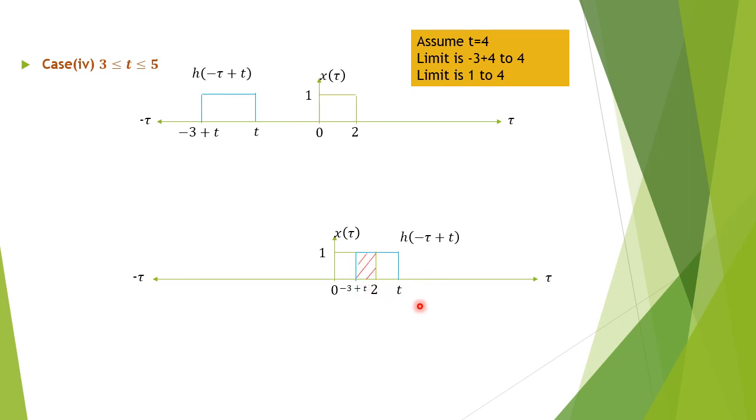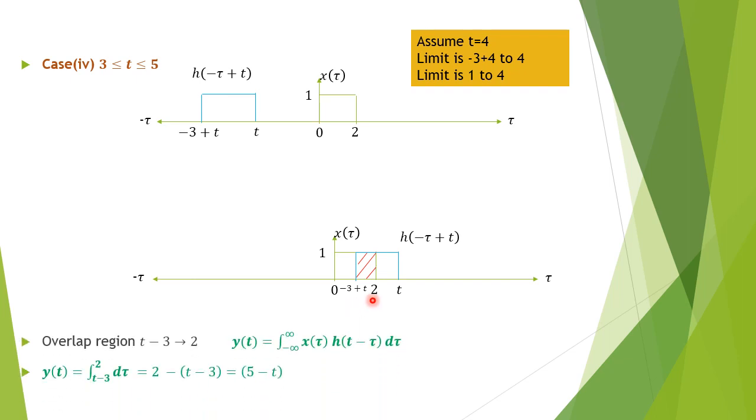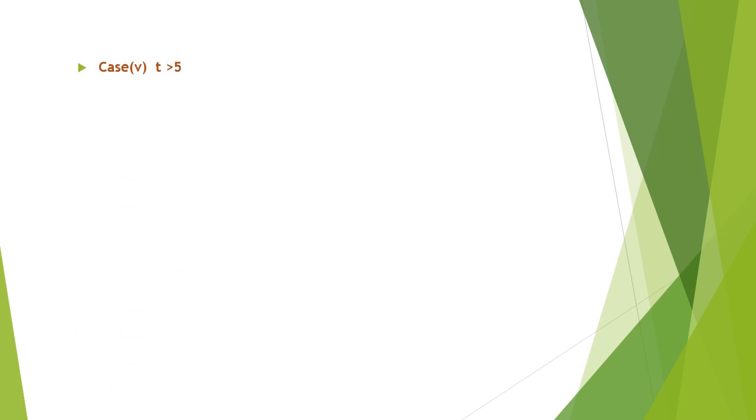Now we have to see the overlap period. Here the overlap period is from minus 3 plus t to 2. Therefore, y of t can be written as integral t minus 3 to 2 d tau. After integrating and applying the limit, you will be getting 2 minus (t minus 3), that is equal to 5 minus t.